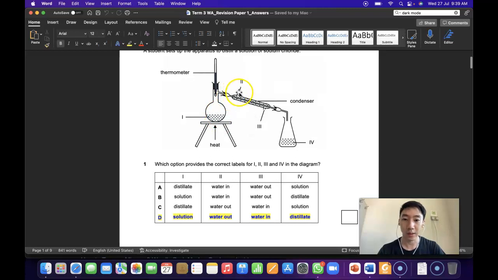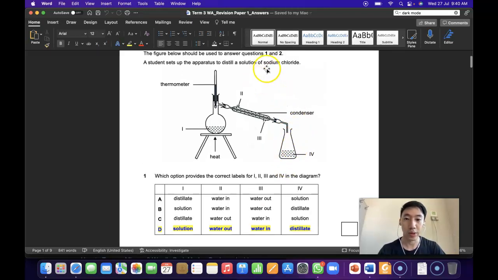This part here is where the water is going out, and this part here is where the water is going in. Sometimes it can change, but actually to me it's okay. I won't test you on whether the water goes in or out. What's more important is you know that this area is called the condenser. Once the vapor has condensed into a liquid, it will turn into the distillate. Distillate is a pure solution. In this case, where we have dissolved sodium chloride with water, it's salt water.